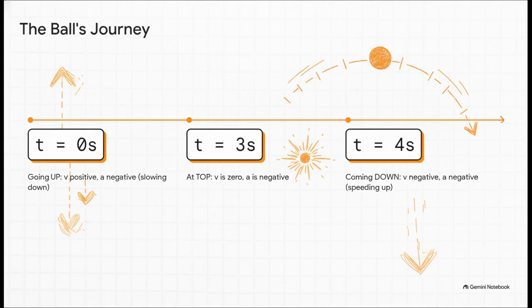Going up, velocity is positive, acceleration is negative, opposite signs, so it slows down. At the top, velocity is 0, but acceleration remains negative. Then, as it falls, velocity becomes negative. Acceleration is still negative. Because both signs are negative, meaning they're the same sign, what happens? It speeds up as it plummets back to Earth.